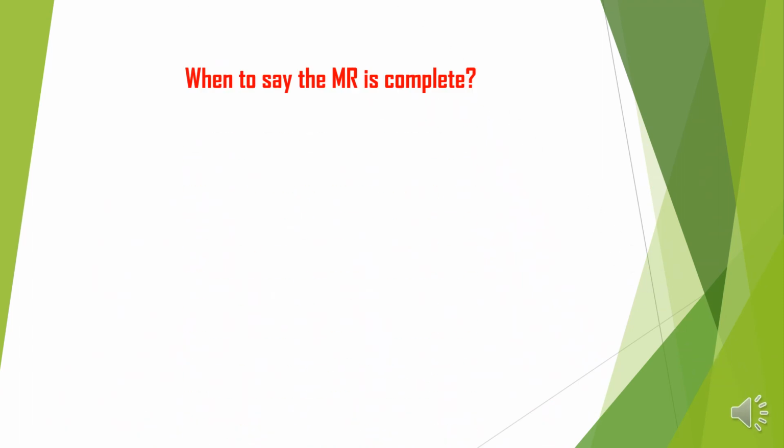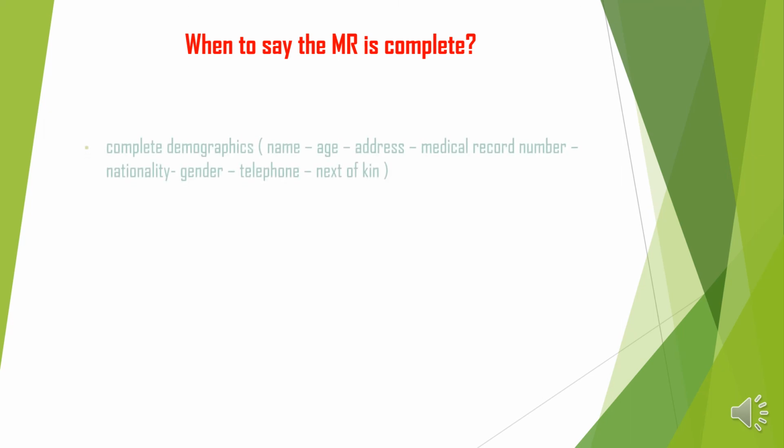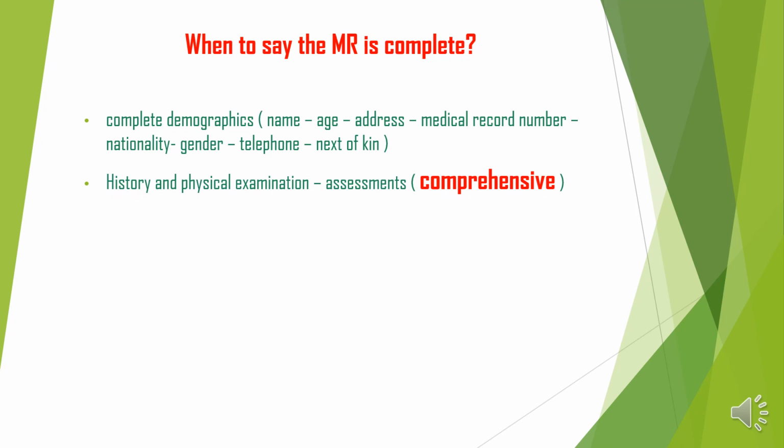Before we finish, when do we say the medical record is complete? If it contains the demographic data, all complete. If we have the history and the physical examination, a comprehensive assessment. Comprehensive assessment means you do the physical assessment, the social assessment, nutritional assessment, psychological assessment, and everything.